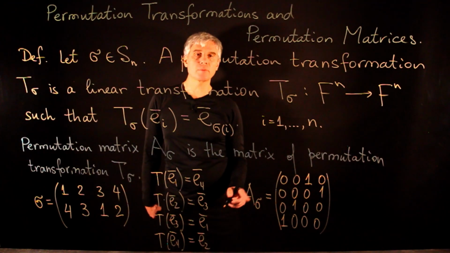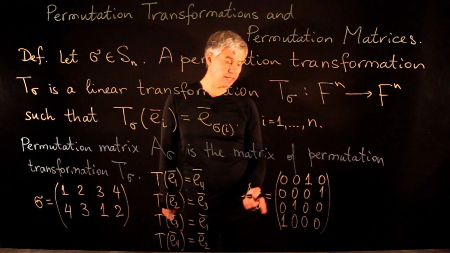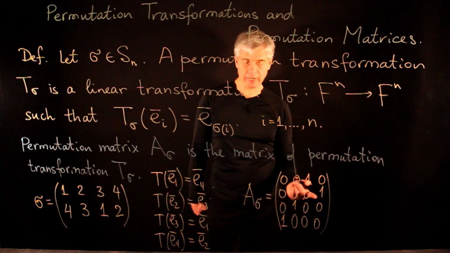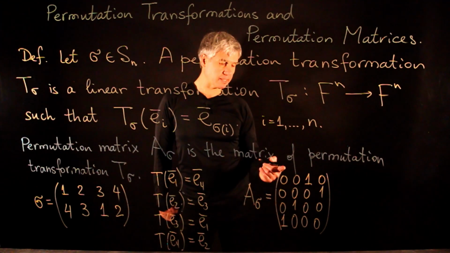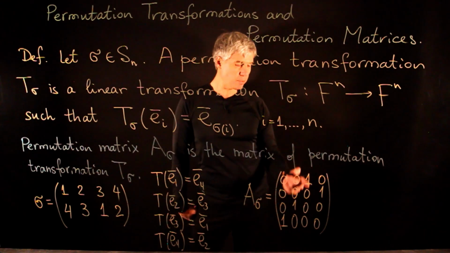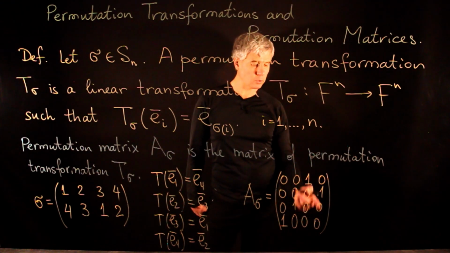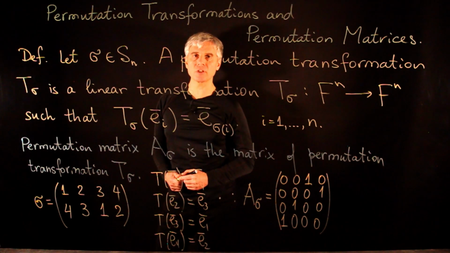We point out that the permutation matrix encodes a permutation. So this is another way how we can possibly write down a permutation. So this permutation tells us that 1 goes to 4, 2 goes to 3, 3 goes to 1, and 4 goes to 2. Let us now establish some properties of permutation transformations and permutation matrices.